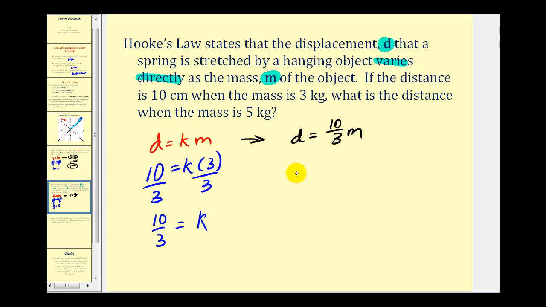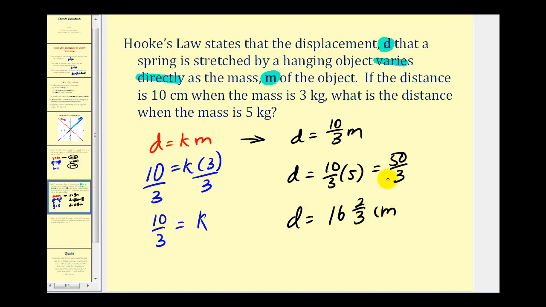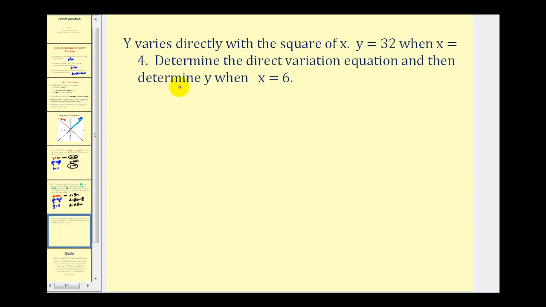So we'd have d equals 10/3 times 5. Well, that's going to give us 50/3. So our displacement would be 16 2/3 centimeters when the mass is 5 kilograms. Let's take a look at one more example. Sometimes the equation will change slightly.